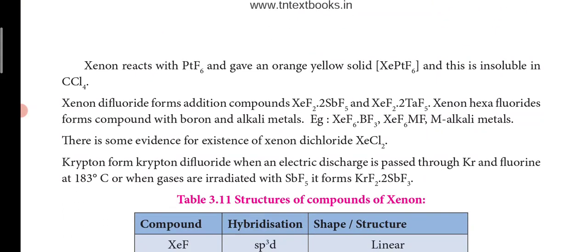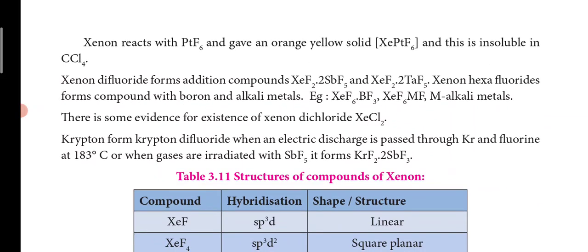Xenon reacts with platinum hexafluoride and gives an orange yellow solid, xenon hexafluoroplatinate, which is insoluble in carbon tetrachloride. Xenon difluoride forms addition compounds like those with tin pentafluoride and tantalum pentafluoride, and xenon hexafluoride forms compounds with boron trifluoride and alkali metals. M could be any alkali metal. It forms addition products.